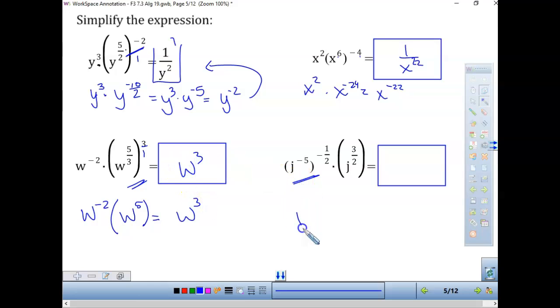This next one, I'm going to have j negative times a negative will be positive 5 over 2 times j to the 3 over 2. Since I have a common denominator, I can simply add those, and I'm going to have j to the 3. I'm going to add the 5 and 3. 5 plus 3 gives me 8 over 2, which is j to the 4th for a simplified answer.